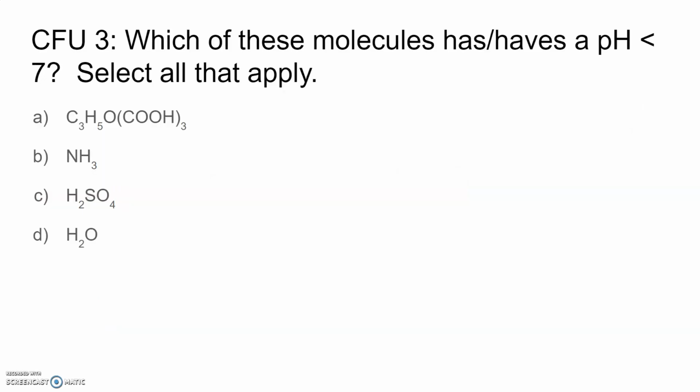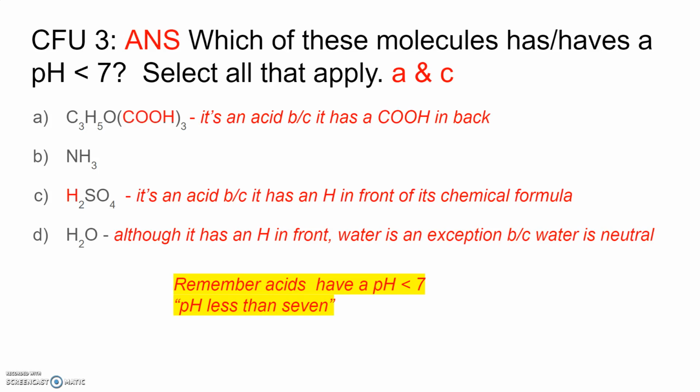All right, so try this CFU now. Which of these molecules has a pH less than 7? Select all that apply. Great, the answer is A and C. So remember, acids have a pH less than 7. And that would correspond to something that has a COOH group in the back, like choice A, or an H in the front, like choice C. Now, if you chose D, water, remember H2O is water, and although it has a hydrogen in the front, water is an exception because it's neutral.